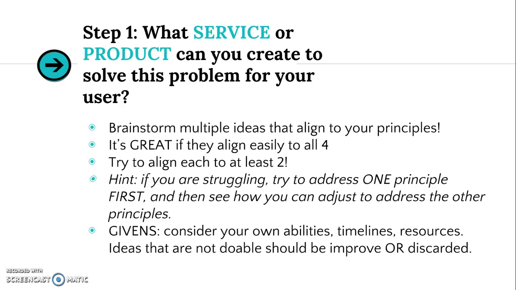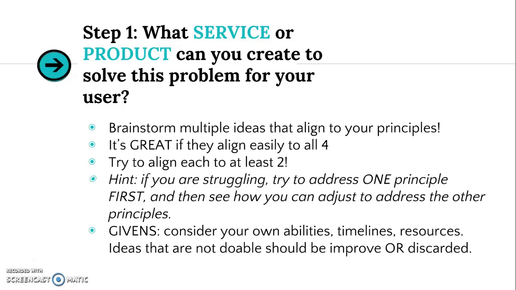Put that crazy idea down and then think how you can bring it back to something that is doable for you or get other feedback on, hey, this is a crazy idea. This would be really cool, but it's too expensive, or I think it might take too much time. How could I pull it back to make it fit within these givens? If an idea is completely not doable, then try to improve it, or you should discard it.